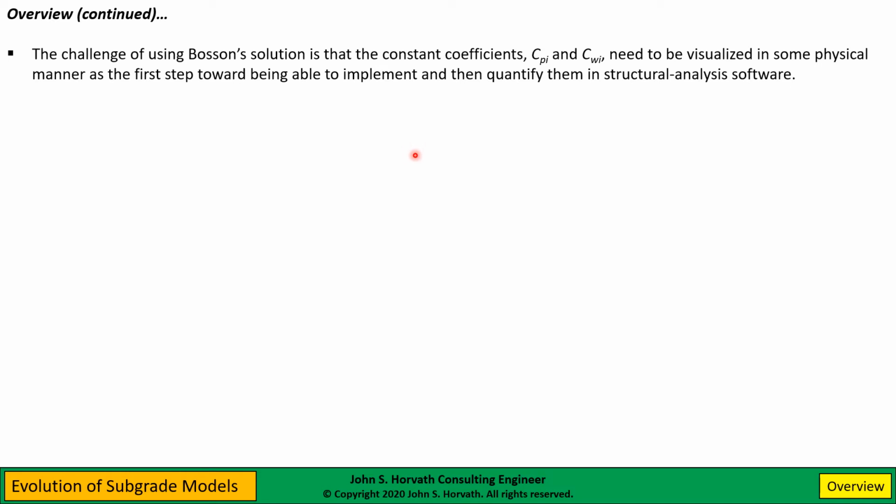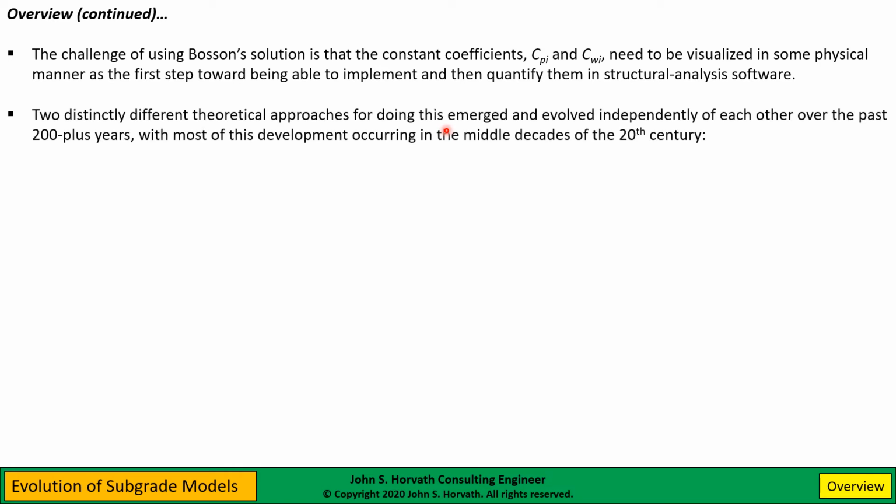The challenge of using Poisson's solution is you've got to evaluate these constant coefficients. So first of all, you need to visualize them in some physical manner, because as he presented them, they were just unknown coefficients. So that's really the first step. You've got to come up with a physical model, because you need to visualize something to be able to model it in structural analysis software. Now, as it turns out, there have been two very distinctly different approaches that have evolved over the last 200 years. Most of this evolution was in the middle decades of the 20th century, 1940s, 50s, 60s, that sort of time frame.